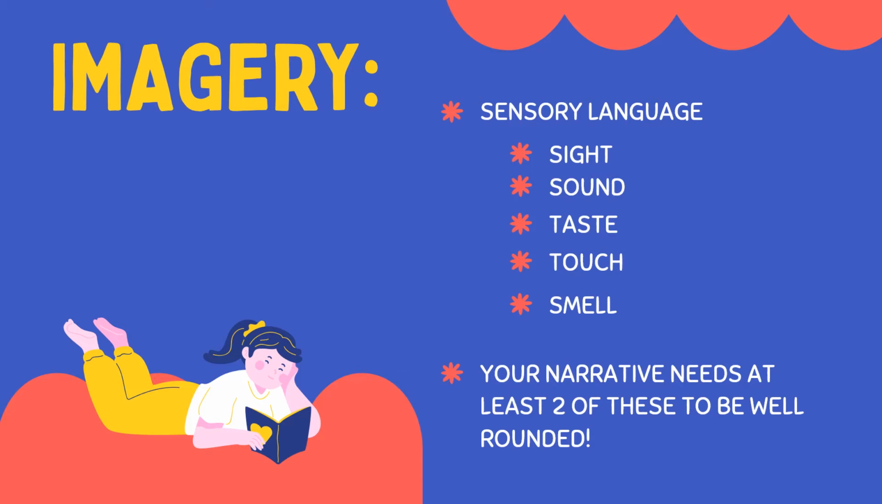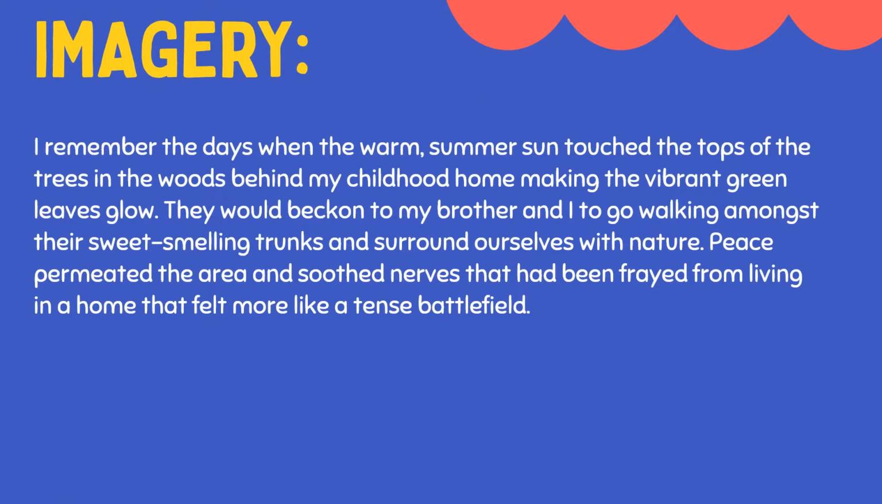And remember, as you're writing your narrative, you need to have at least two of these to be well-rounded. There is such a thing as providing too much imagery description to the point that your reader gets so bogged down in all of the descriptions that it almost becomes annoying. You have to find a good balance when you're utilizing imagery.